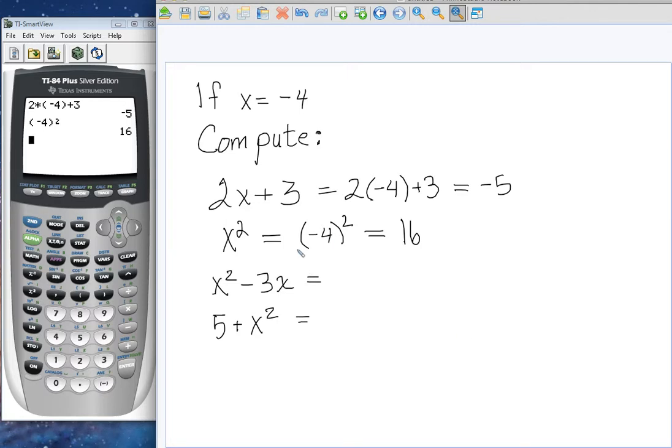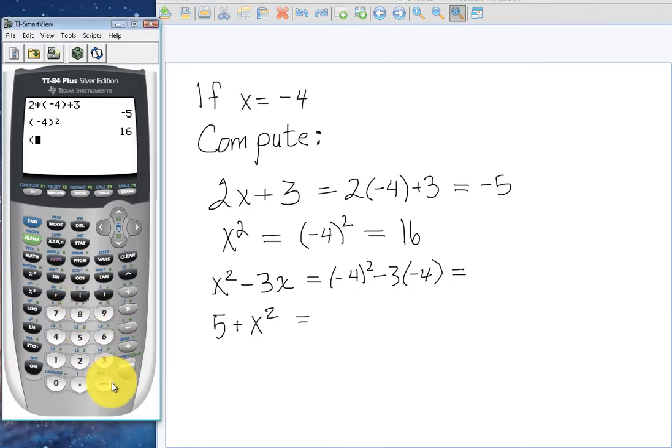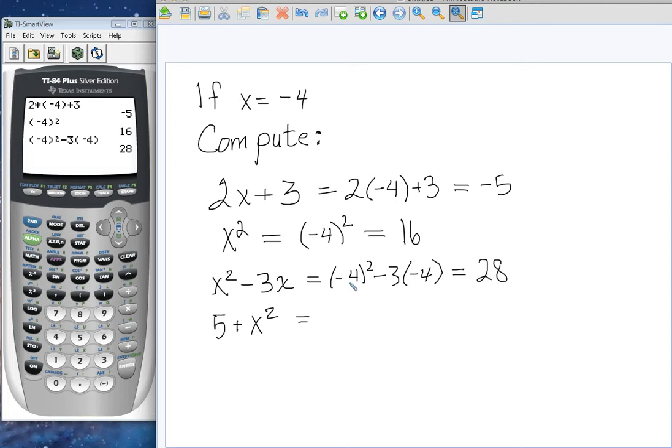For the next one, x squared minus 3x. Well, the way we should enter that into the calculator is negative 4 squared minus 3 times negative 4. So that should be parentheses negative 4 parentheses squared minus 3 parentheses negative 4 parentheses enter, and that gets the correct answer of 28. Negative 4 squared is 16 minus negative 12, that's plus 12, so 16 plus 12 is indeed 28.